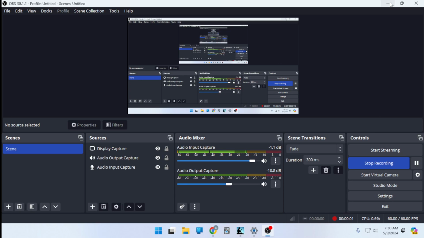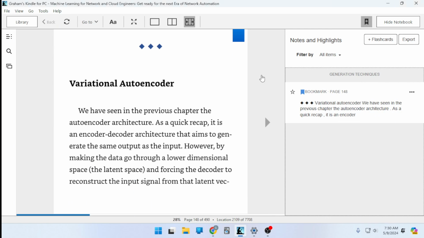Okay, welcome back. We're moving on to the next section. This is variational autoencoder. We have seen in the previous chapter the autoencoder architecture.